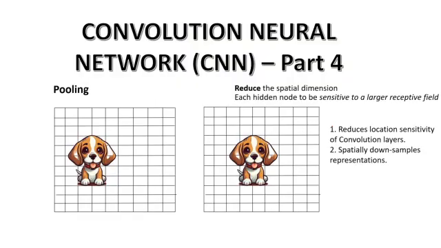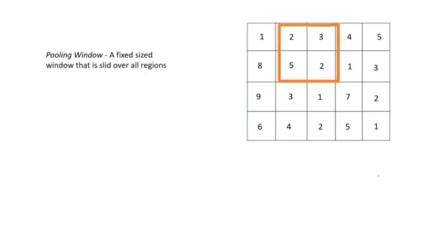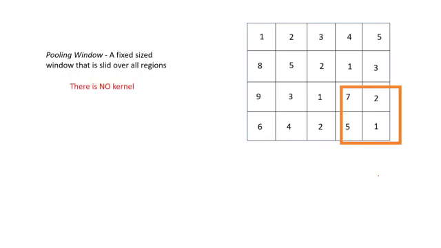So what pooling does is, pooling addresses this location or translation sensitivity of convolution neural network, apart from also spatially downsampling the representations. So what is actually pooling? In pooling, we have a fixed size window, just like the kernel window that we had in the convolution layer. And that window is slid over all the regions. So far it's almost like convolution. Then what's the difference? The difference is, here there is no kernel. So what are we actually doing with this sliding window then?